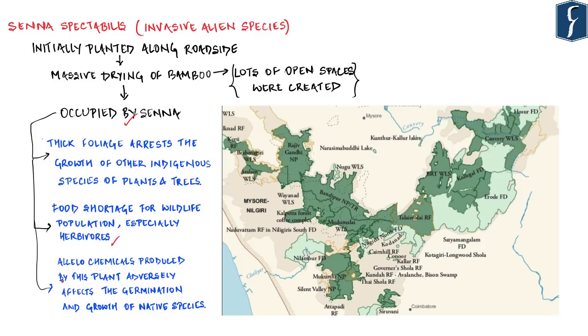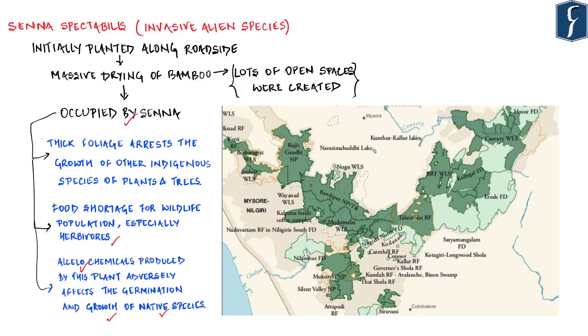Also, the allelochemicals produced by this plant adversely affect the germination and growth of native species. Now, what are allelochemicals? They are chemicals produced by living organisms that exert a detrimental physiological effect on individuals of another species when released into the environment. Now, it is a mechanism to curb the competition among the organisms or species, and hence this particular plant also releases such chemicals which threaten the germination and growth of native species.